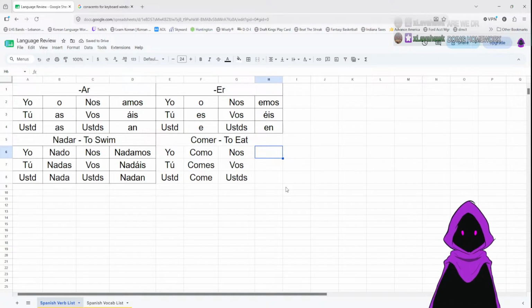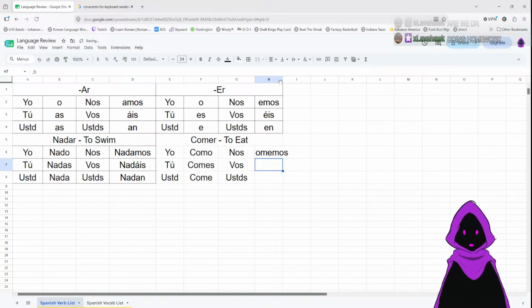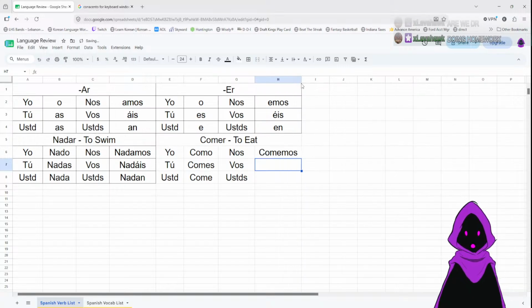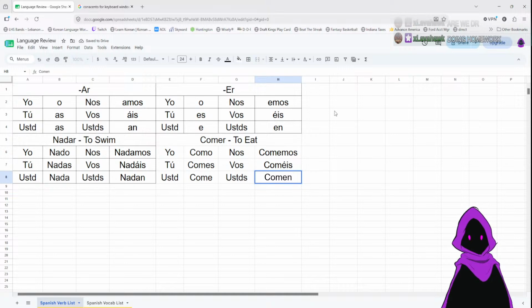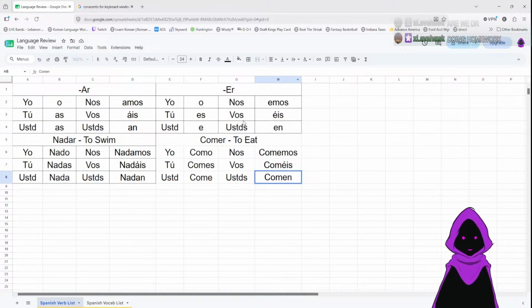Then for we eat, it would be comemos. Damn, that's a long one. These are going to get a lot longer, so we're going to have to keep extending this. Comes. And comen, they eat. Or like the men eat. I want comen to be there. Alright.